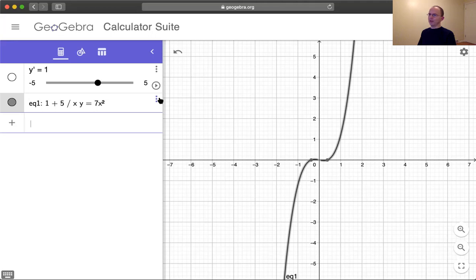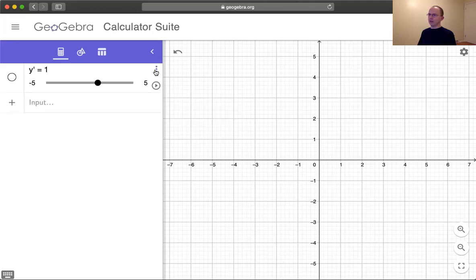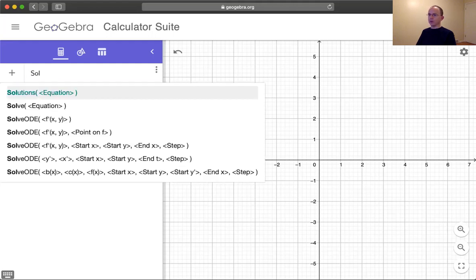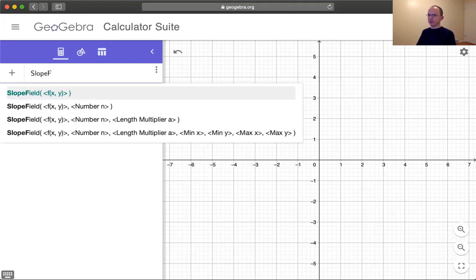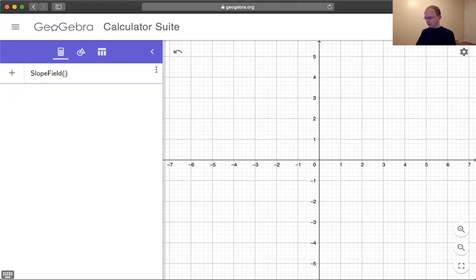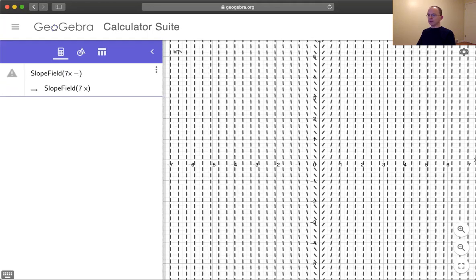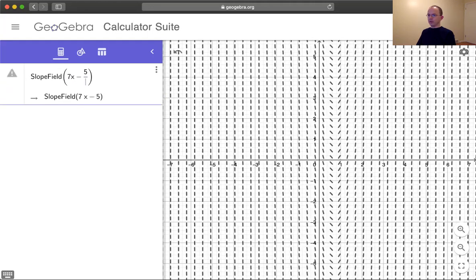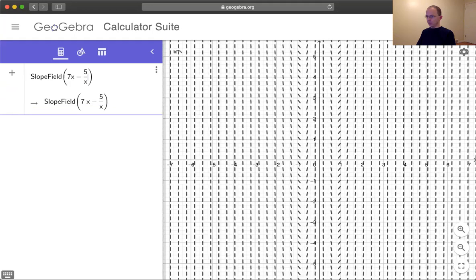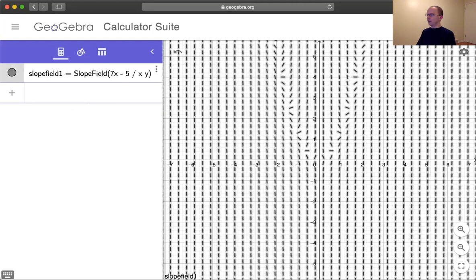No. Anyway. So that's the idea. And if we solve that for y prime, then we'll get the following. So let's type slope field, and solving for y prime, we get (7x minus 5) divided by x times y. There it is. That's our slope field right there.